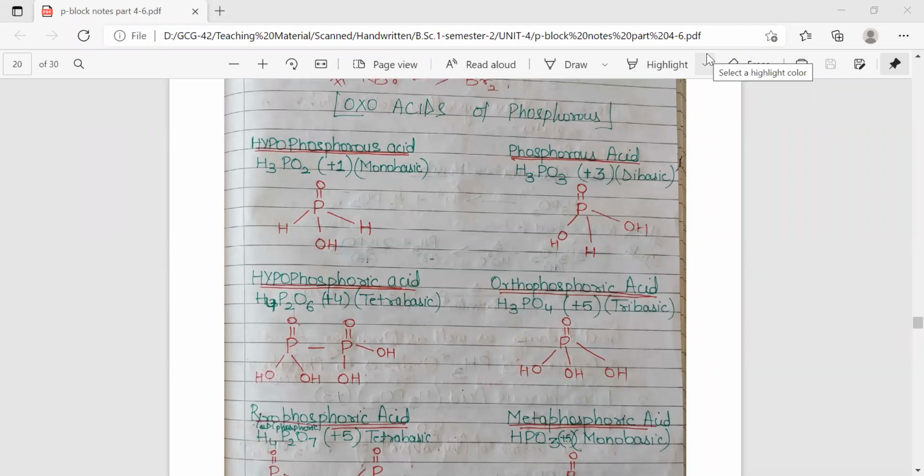So in this video, we are starting with the oxo acids of phosphorus. We have already discussed the oxo acids of nitrogen. So there are around 8 to 10 oxo acids of phosphorus, which we'll be discussing. So these are the oxo acids.